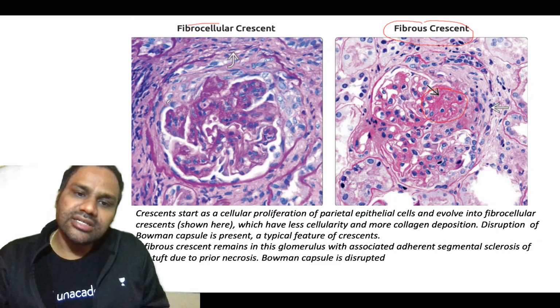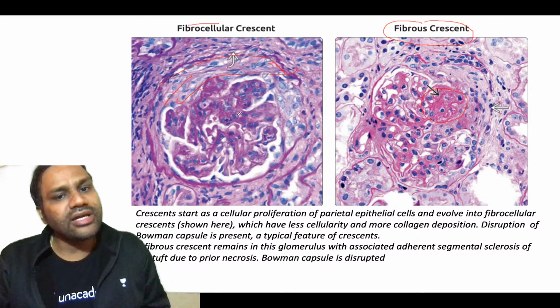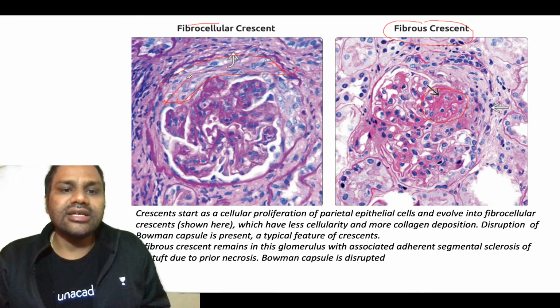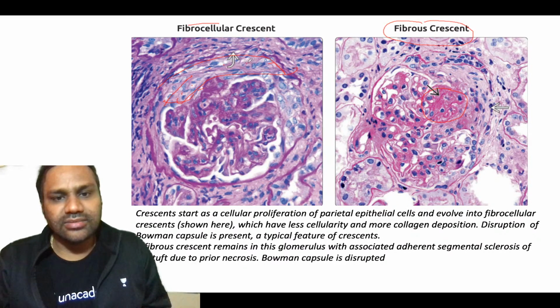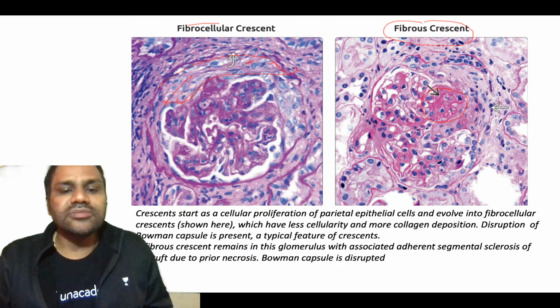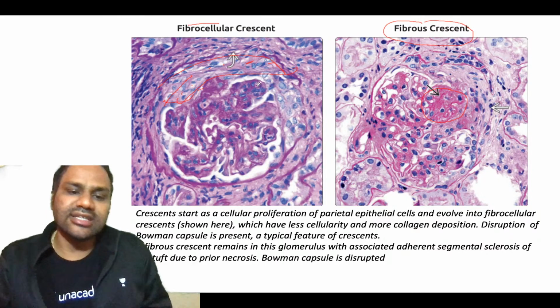See, this is basically your crescent. This is completely a crescent. This is a glomerulus, and it has high cellularity and also fibrous content. So this is showing you a fibrocellular crescent.